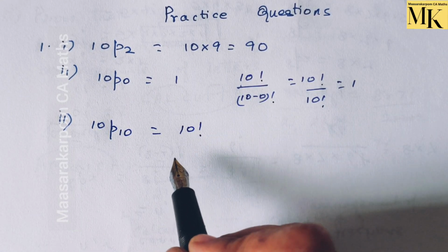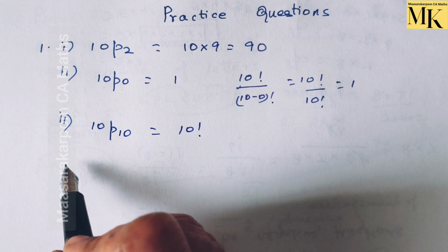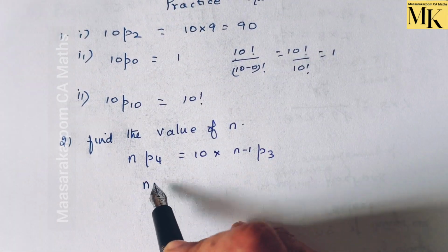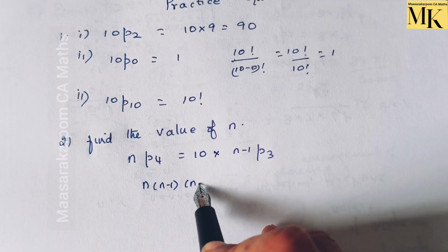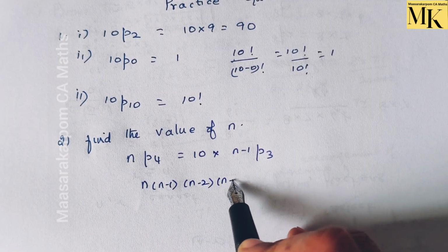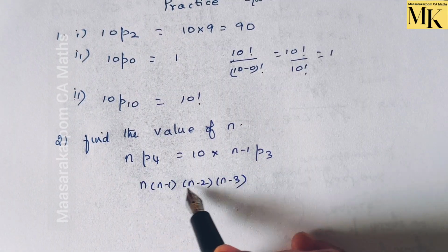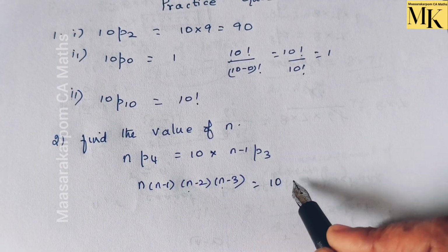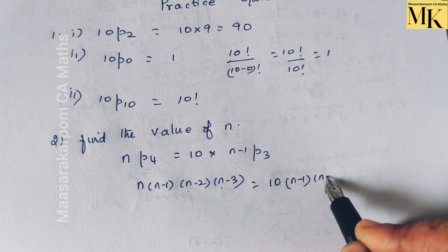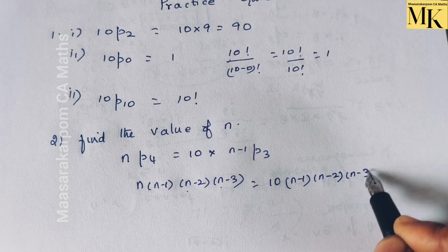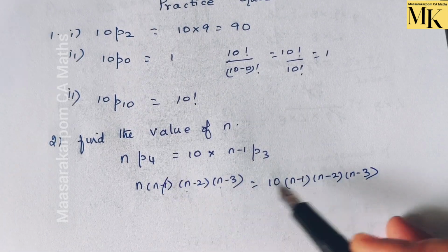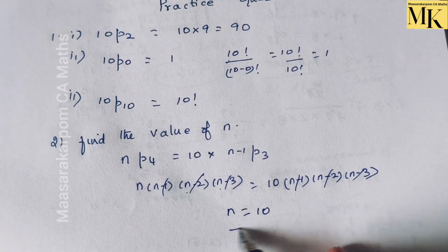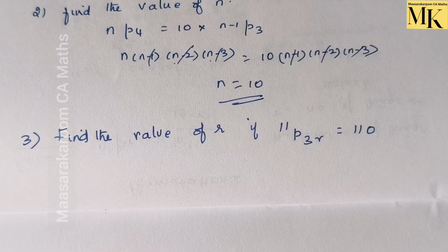Find the value of n if nP4 is equal to 10 into (n minus 1)P3. Now nP4 means starting from n, write a decreasing product of 4 terms: n into n minus 1 into n minus 2 into n minus 3, equal to 10 into, starting from n minus 1, 3 terms, continuous decreasing product: n minus 1, n minus 2, n minus 3. You can cancel n minus 1, n minus 2, n minus 3. So n is equal to 10.